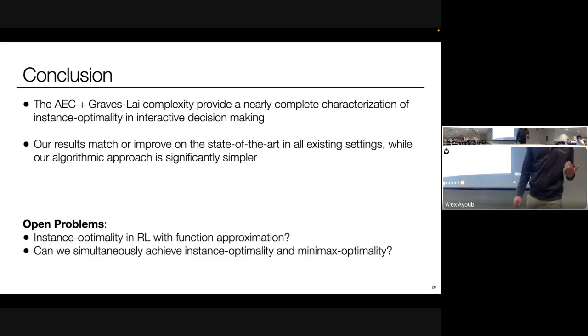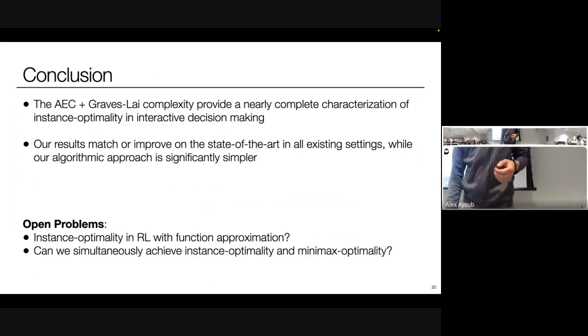A question that was asked here: can we simultaneously achieve instance optimality and minimax optimality? Johannes has a nice algorithm that does this for linear bandits. Our algorithm does not. It's not clear if it could. I think it could be interesting to look into.